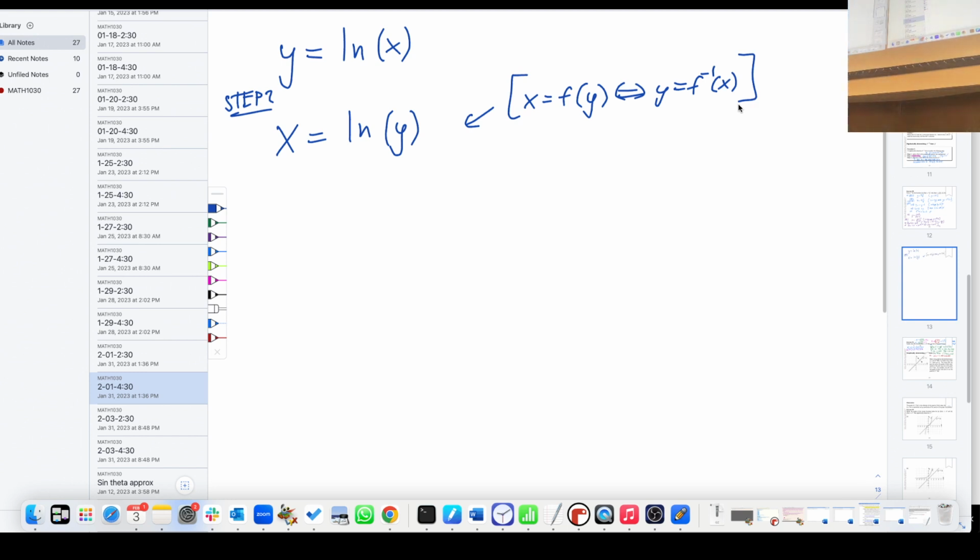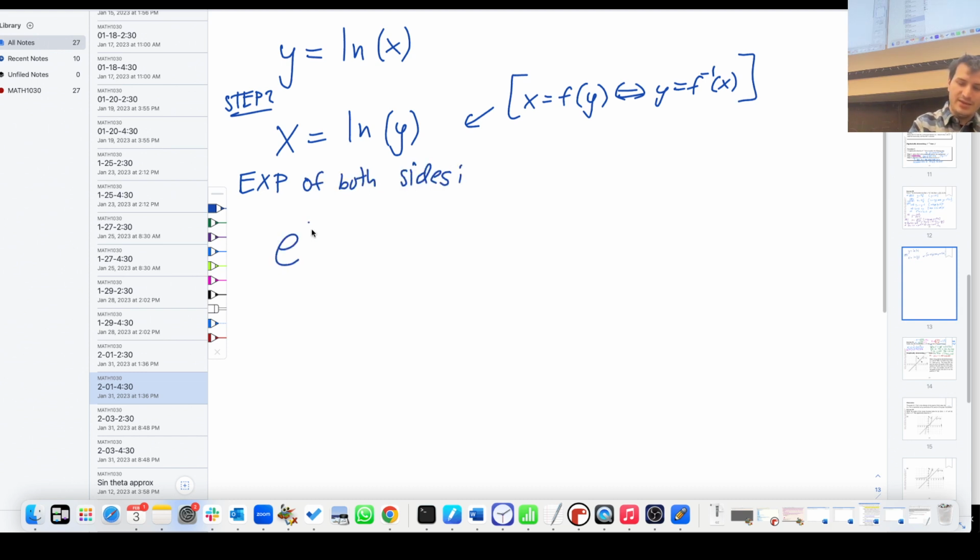So how do you get y on its own? You have to somehow undo the action of the logarithm function, this ln, the natural logarithm. And how do you undo the logarithm function? The answer is the exponential. So I'm going to do the exponential of both sides, exp of both sides.